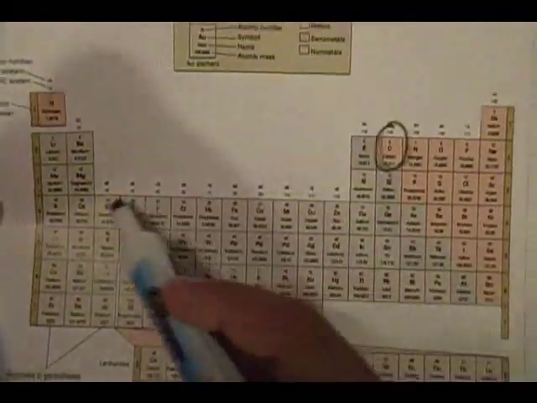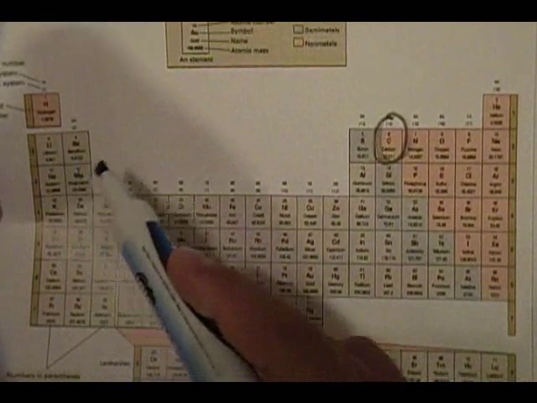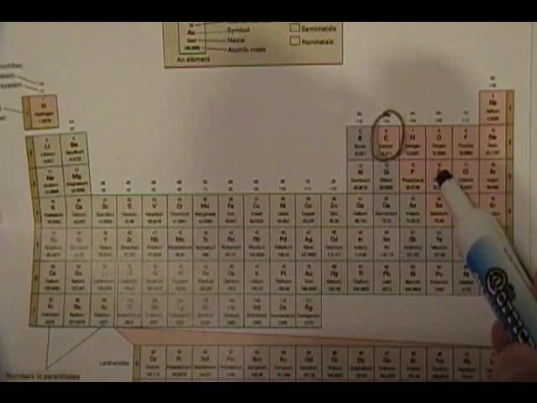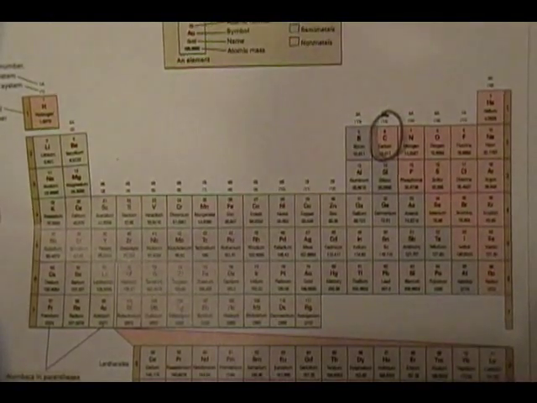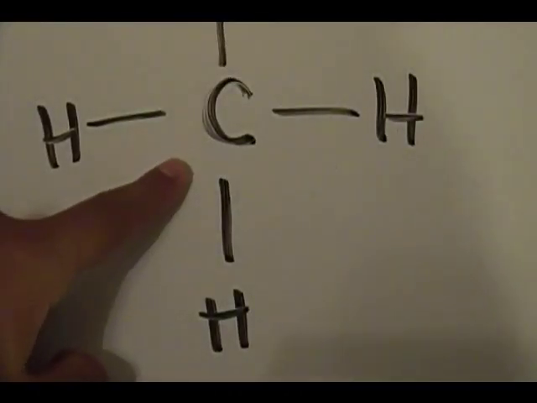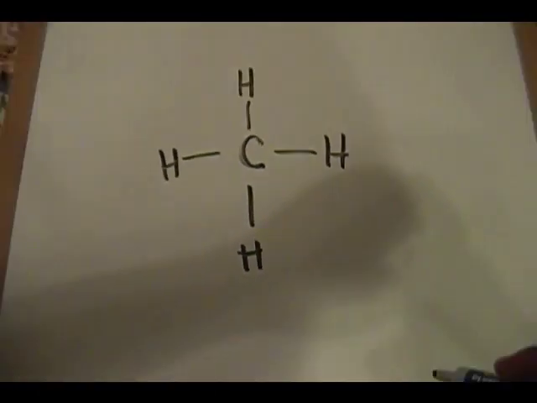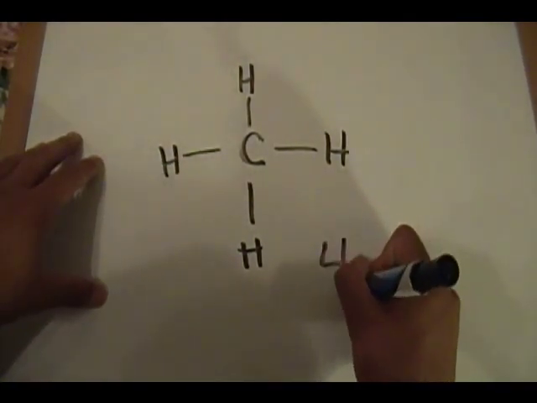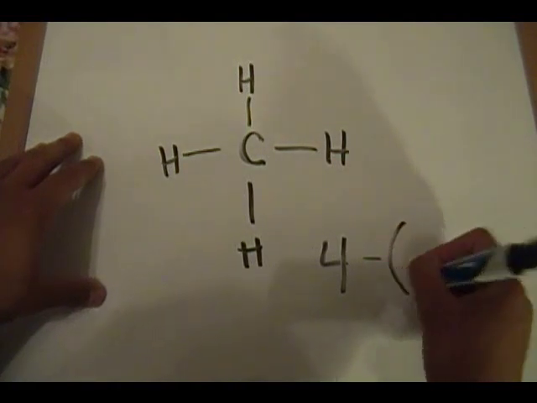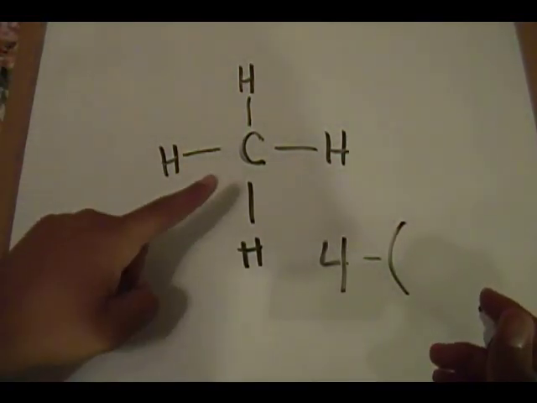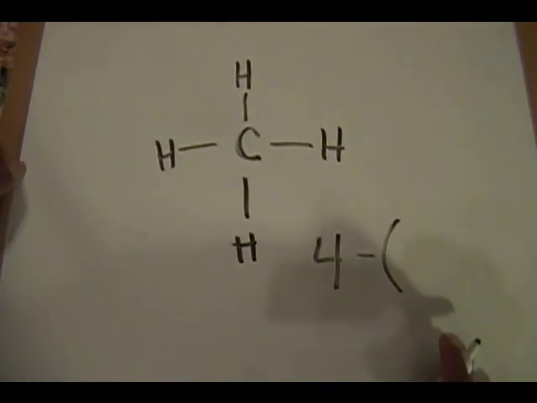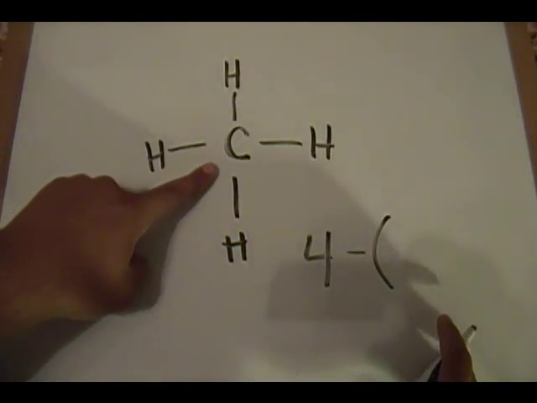Let's try sulfur. Again, we start from this column here. 1, 2, 3, 4, 5, 6. So sulfur has a valence number of 6. Pretty straightforward. So as you realize, carbon has a valence number of 4. So it'll be 4 minus the sum of the bonds attached to the carbon and lone pair electrons on the carbon atom. Okay, so the carbon has 4 bonds, right?